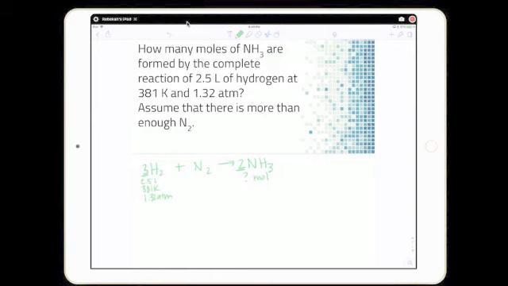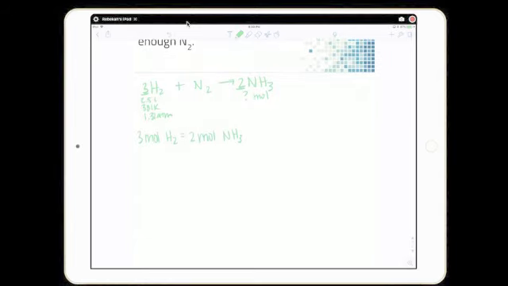Okay, so I need to find moles of hydrogen. Do you see why? Because moles of hydrogen, in a mole ratio here, equals some moles of ammonia. 3 moles of hydrogen is equal to 2 moles of ammonia. That's going to get me where I want to go. So I have to find moles of hydrogen. If I'm being given a volume, 2.5 liters, a temperature, 381 Kelvin, and a pressure, 1.32 atm, and I want moles, well, that's going to be the ideal gas law.